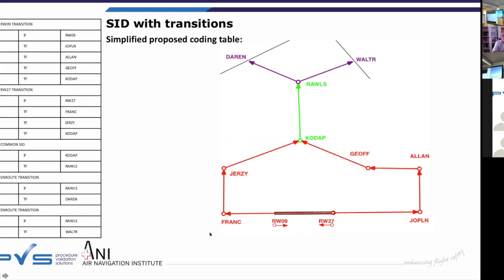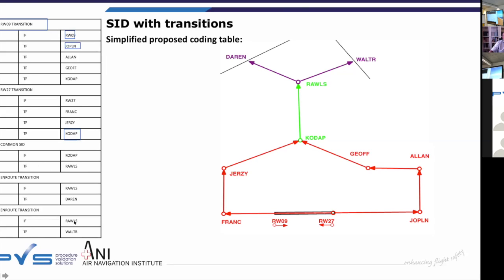How would this entire thing look like in ARINC and the coding in the FMS? Here you can see the same procedure, simplified, it's not the entire ARINC coding, just to give you an idea how this would look like in a coding table for the data house. Here, starting on top, you have the runway transitions. It starts at the runway 09, Joplin, Allen, and so on to CODAP. Then you have the same for the 27, ending at CODAP as well. Then you have the common SID, which is the green line you can see between CODAP and Rawls. And then you have the en route transitions from Rawls to either Darren or Walter.